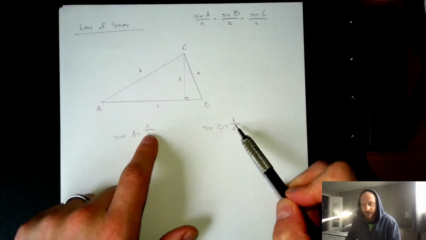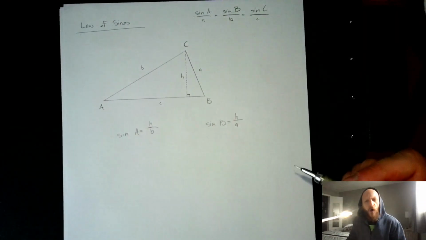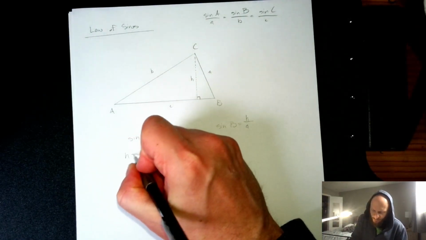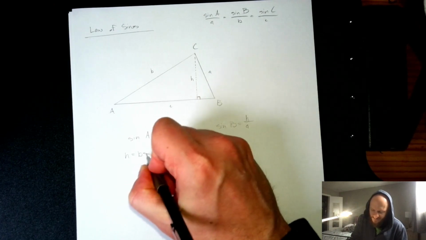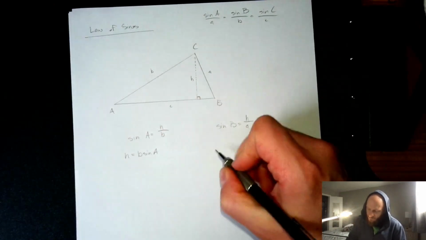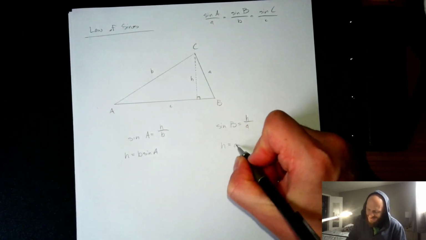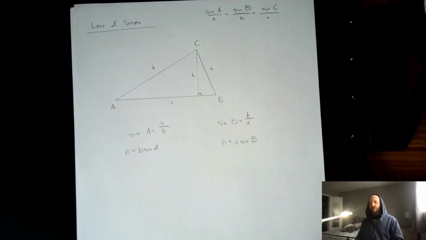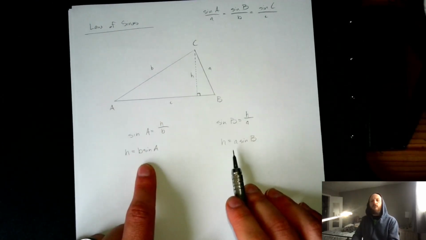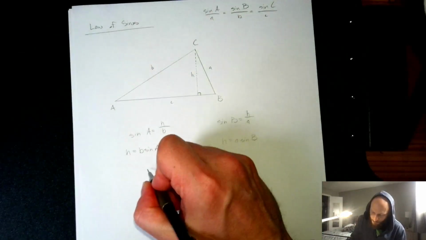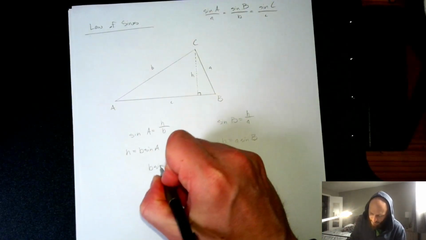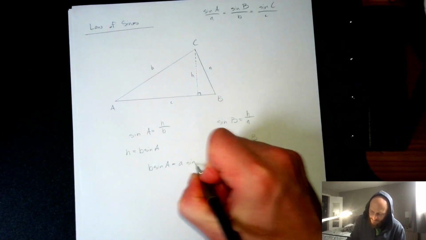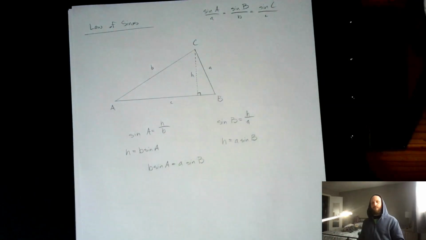Well, these have the matching h terms. Let's solve these both for h. From this left-hand equation, I get that h is equal to b times the sine of A. From the right-hand equation, h equals a times the sine of B. But if both of these are equal to h, then they're equal to each other. So b sine A equals a sine B.